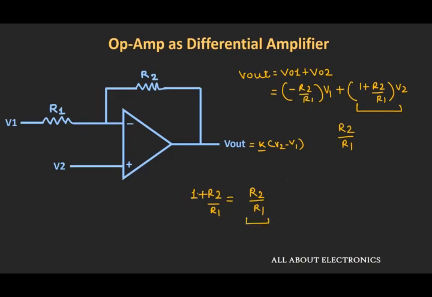So now we can write this term 1 plus R2 divided by R1 as R1 plus R2 divided by R1. And if we want this term R2 divided by R1, then we need to multiply this term by the factor of R2 divided by R1 plus R2. So here, to get this term, instead of applying this voltage source V2 directly, we can apply this voltage source V2 by using the voltage divider. So let us see how we can achieve this term R2 divided by R1.